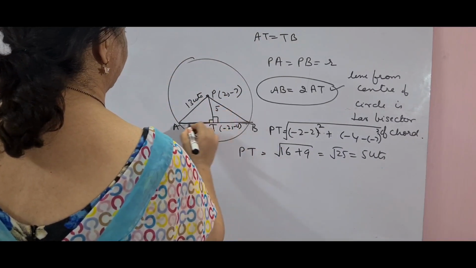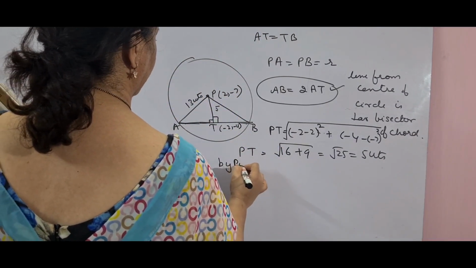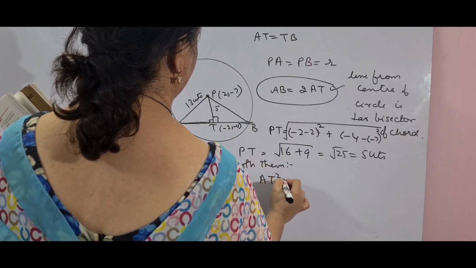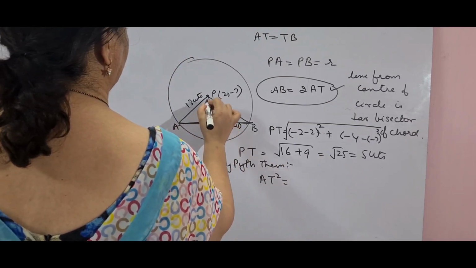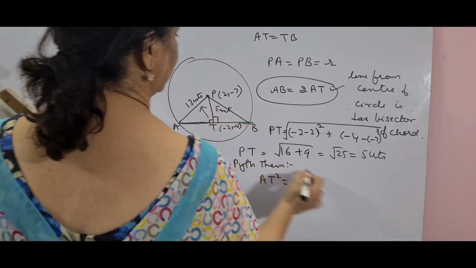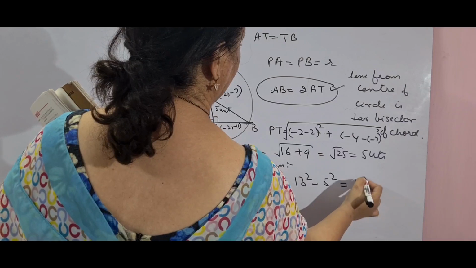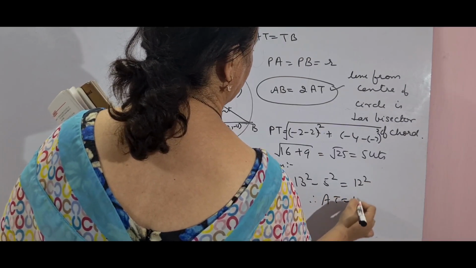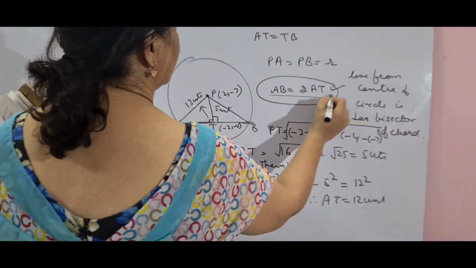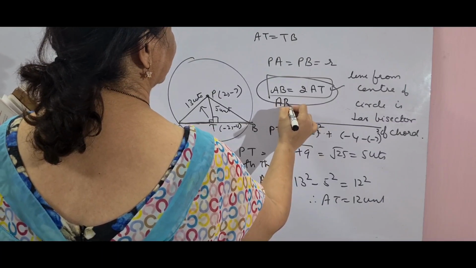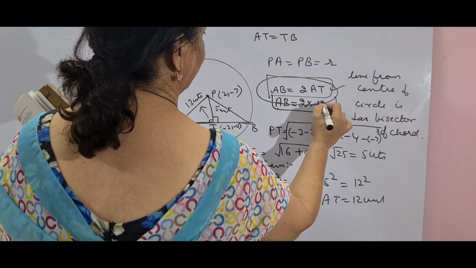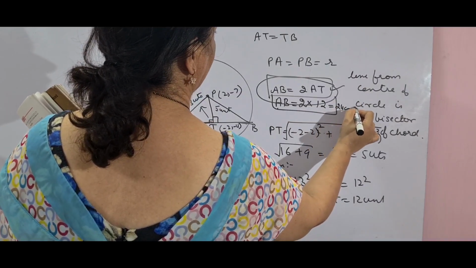I have to find AT by Pythagoras theorem. Please mention the theorem, Pythagoras theorem. AT square will be, of course, the side opposite the 90 degrees is the hypotenuse, so 13 square as given in the question, minus PT, which you have found right now as 5 units, 5 square. This will become 12 square, hence AT is equal to 12 units. So I have found AT, and I have told you AB will be twice of AT. The question asks us AB, so you write the value of AB: twice of 12, that is 24 centimeter, and that is your required first answer.